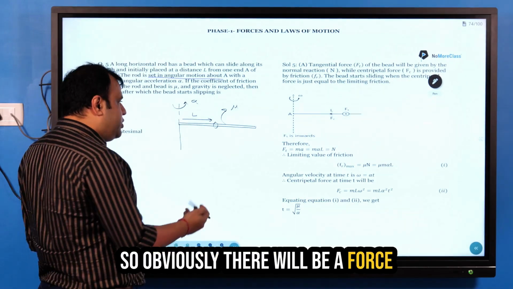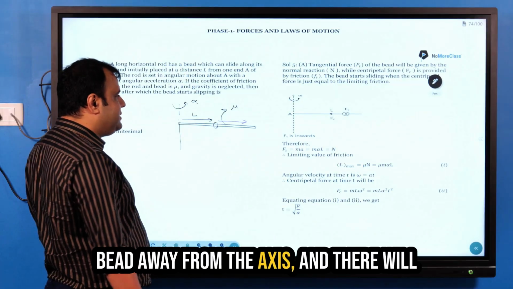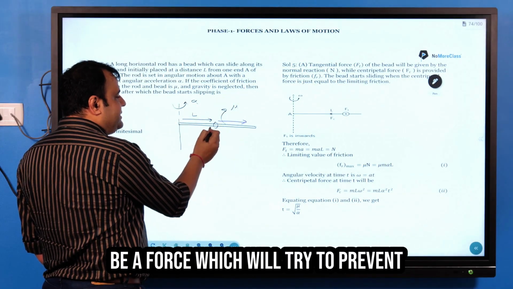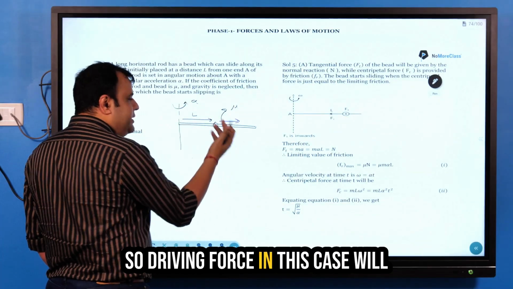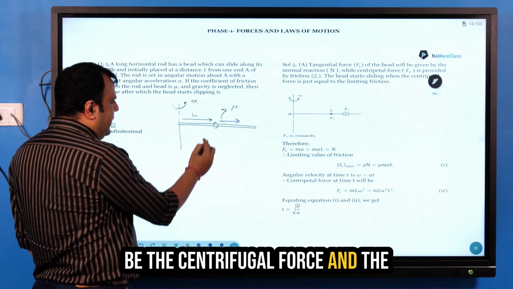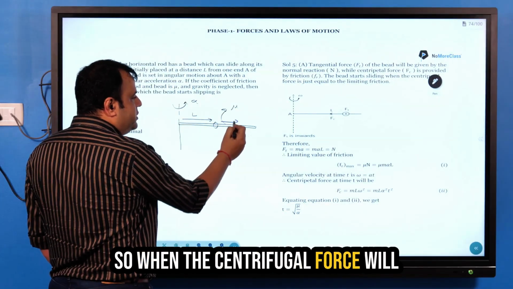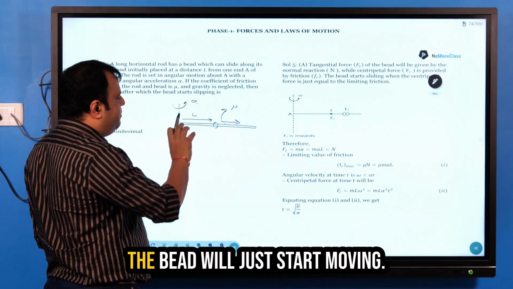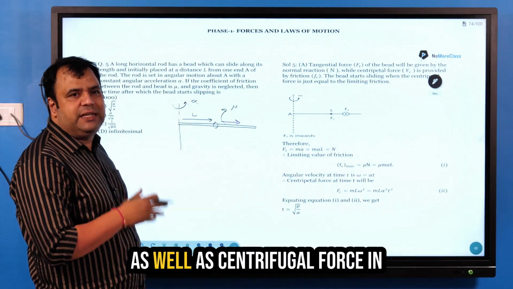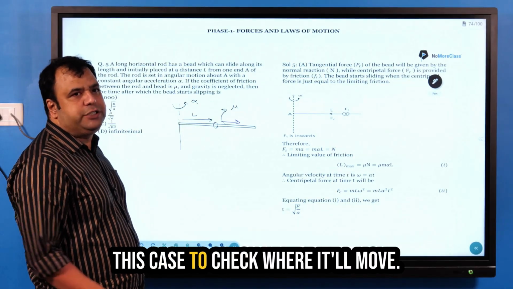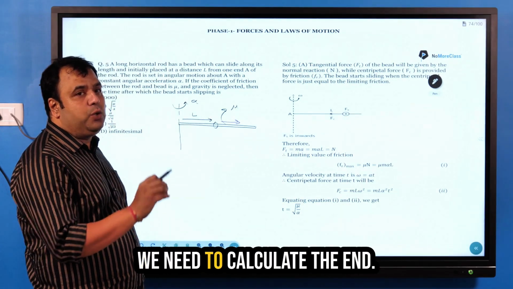So obviously there will be a driving force, which tries to move this bead away from the axis. And there will be a resistive force, which will try to prevent the motion in the backward direction. The driving force in this case will be the centrifugal force, and the force which is trying to prevent the motion will be the friction. So when the centrifugal force is more than or equal to friction, the bead will just start moving. So we have to calculate the friction as well as the centrifugal force to check when it will move. Now to calculate friction, we need to calculate the N.